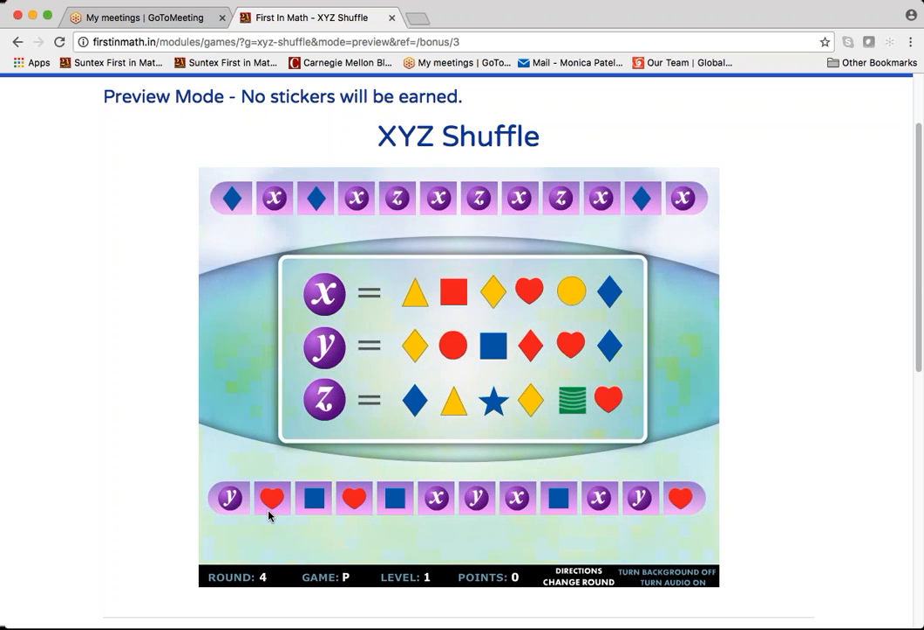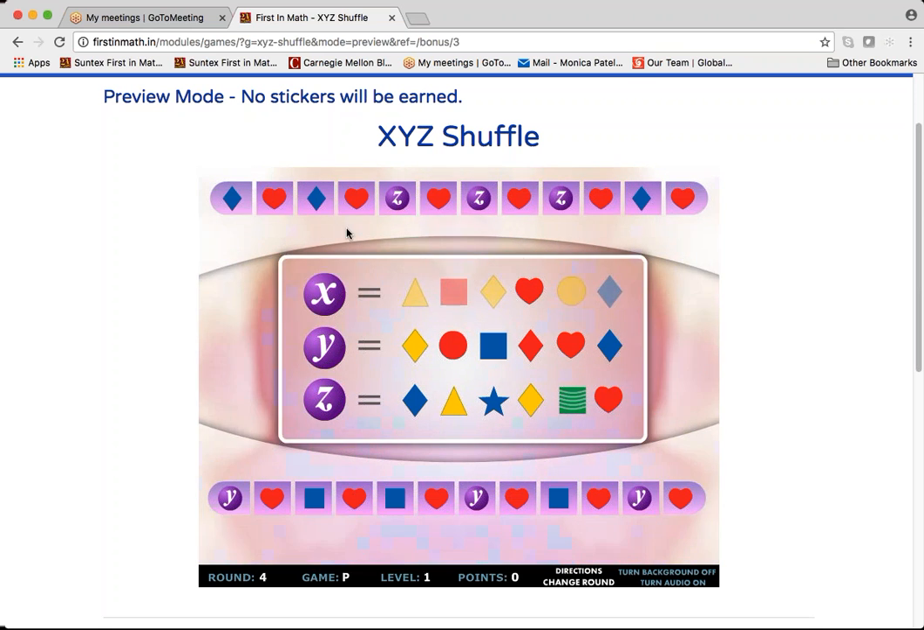Actually, these are two different patterns altogether, likely. So Y, a red heart, square, red heart, square, red heart. I think X is a red heart. So if I click on X and a red heart, yes, I used this equation to tell me what this equation should mean. So a very early foundation of algebra is laid here.